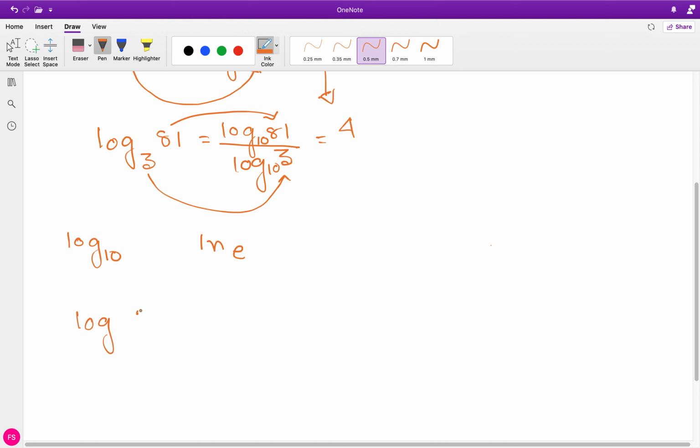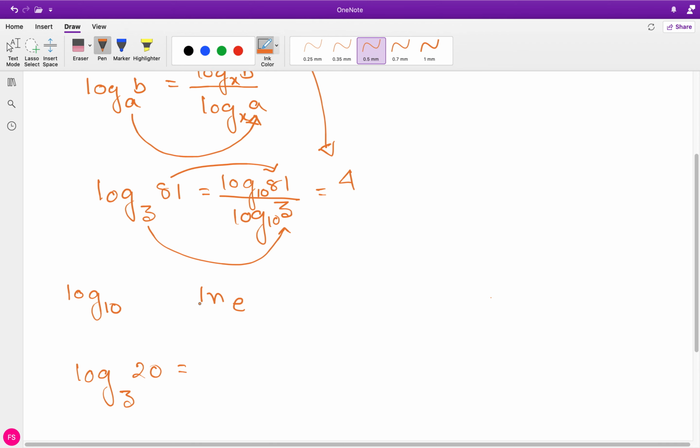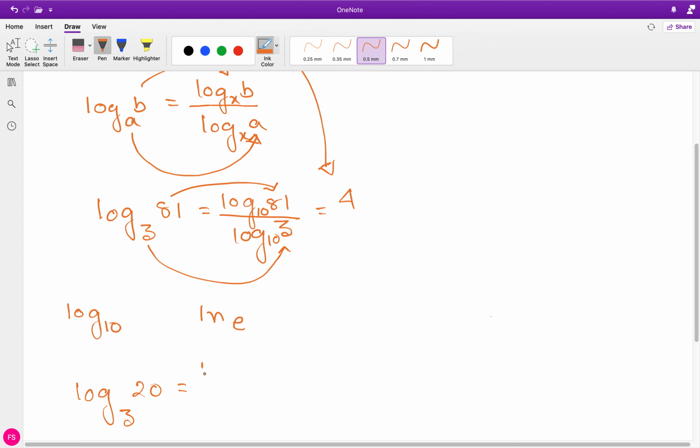Let's say you have log of 20 with the base of 3. How can we use the change of base formula? I'm just going to follow this. So I am going to have log 20 over log of 3. And if you don't write any base, that means the base is 10. So you can just use the button in your calculator. You can type log of 20 divided by log of 3 and you will get something around 2.73.